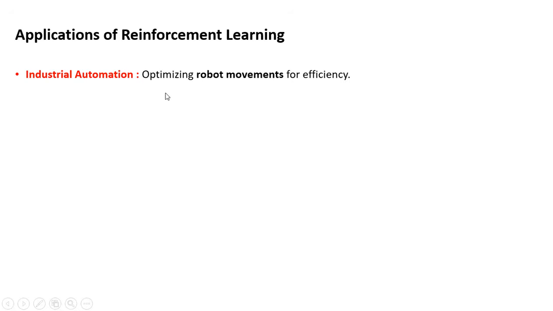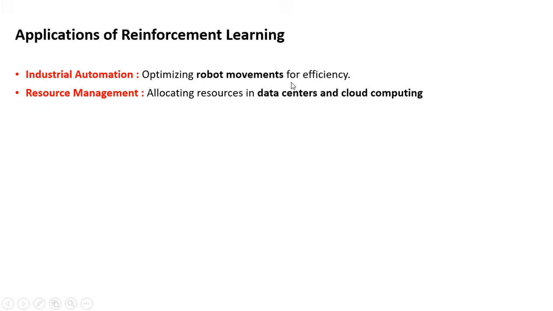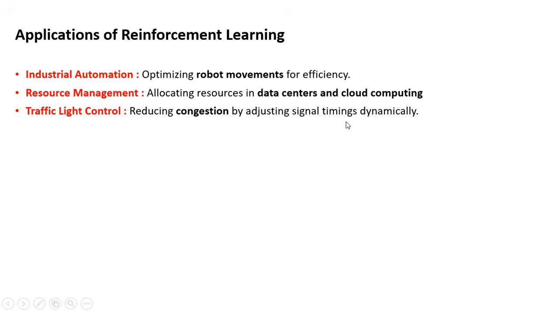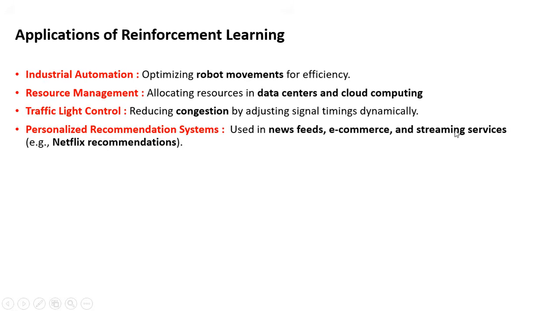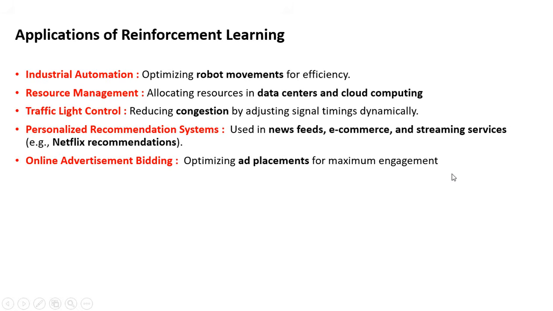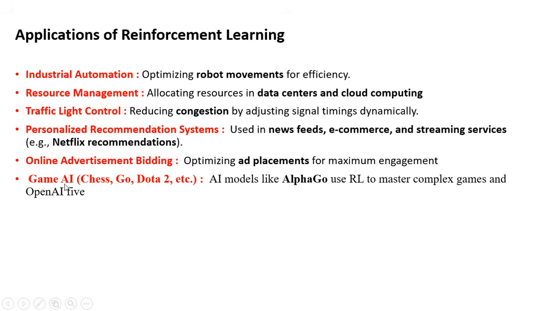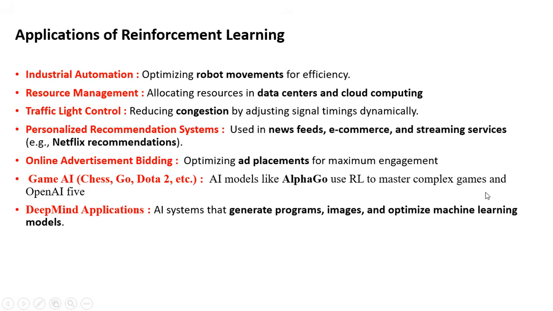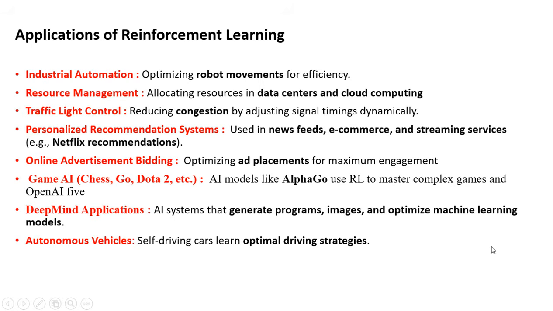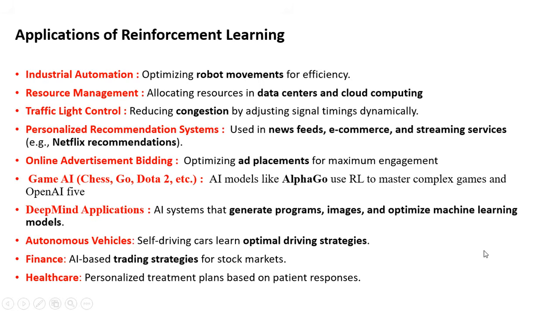So let's understand the applications. Various applications are there. You can use it in industrial automation, for robotic movements, for resource management in data centers and cloud computing, traffic light controls, and personal recommendation systems. We see Netflix recommendations, and online advertisement bidding, where we optimize the ad placements for maximum engagement. Many AI games like chess, Go, Dota 2, etc. DeepMind applications like generating programs, images, optimizing machine learning algorithms, autonomous vehicles, finance, healthcare. There are various applications of reinforcement learning.